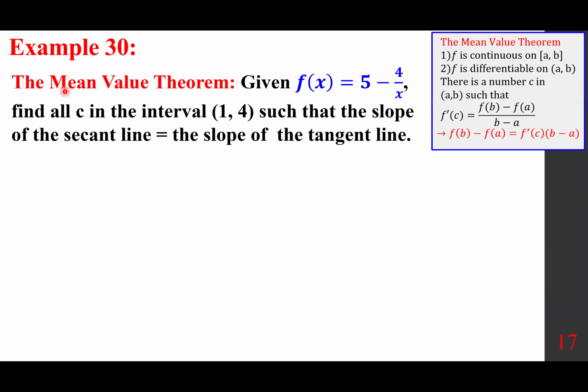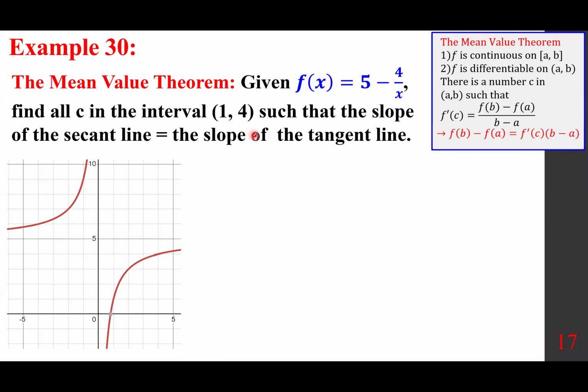Example 30. The mean value theorem. Given f of x equals 5 minus 4 over x, find all c in the interval of 1 to 4 such that the slope of a secant line equals the slope of a tangent line. So reminding you of the mean value theorem, if f is continuous in the closed interval and differentiable in the open interval of a to b, then there's a number c in the interval of a to b such that f prime of c is f of b minus f of a over b minus a. F of b minus f of a equals f prime of c times b minus a, the cross product. And that's exactly what this means.